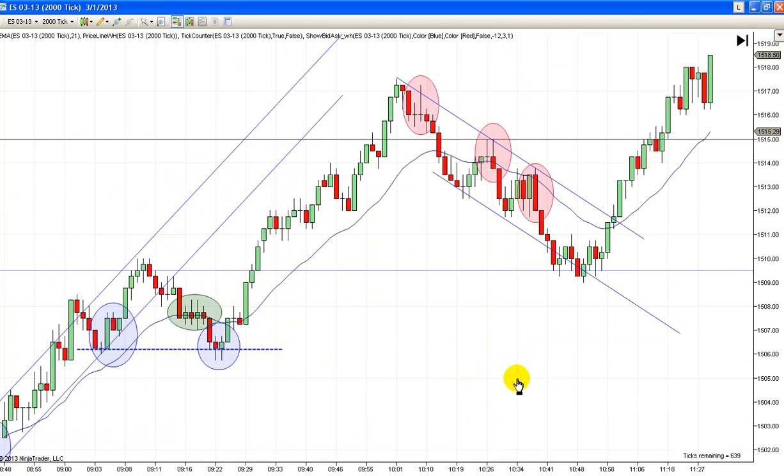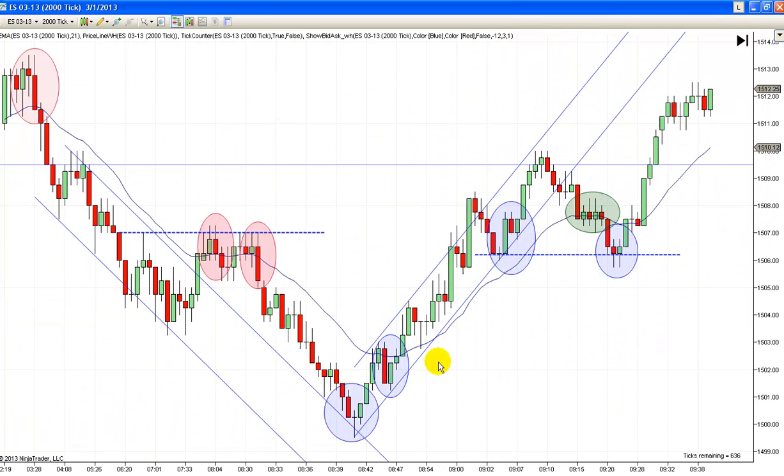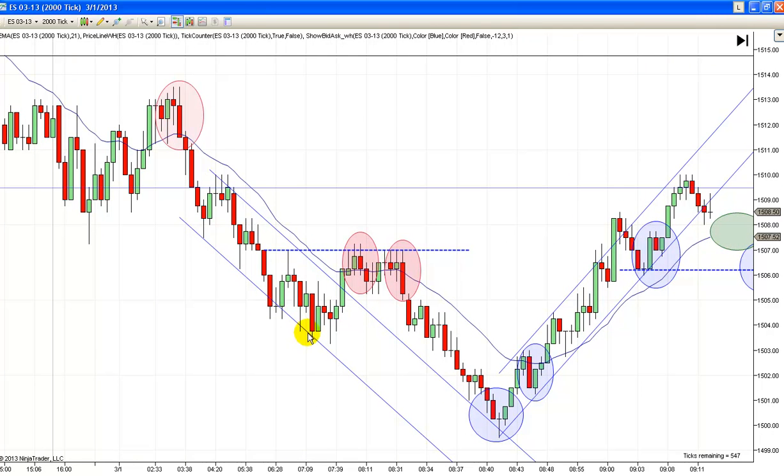And that was all I had marked for the day. But let me show you an example. I actually showed you this one. So you would have entered here, and you would have taken a little heat on this trade. But by having your stop above that, look what happens. It never gets triggered.